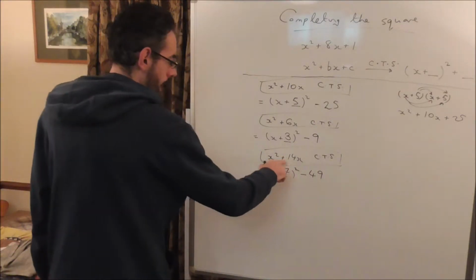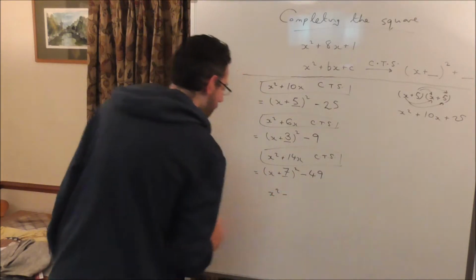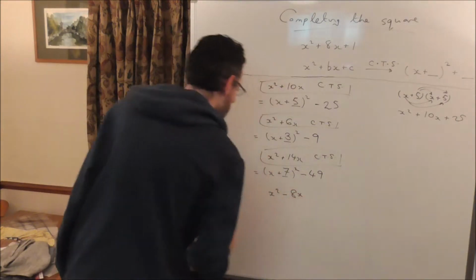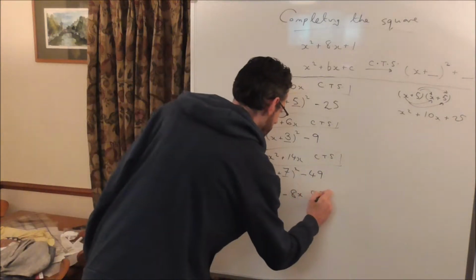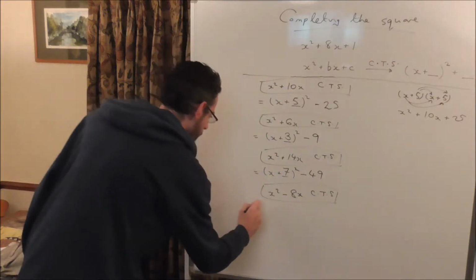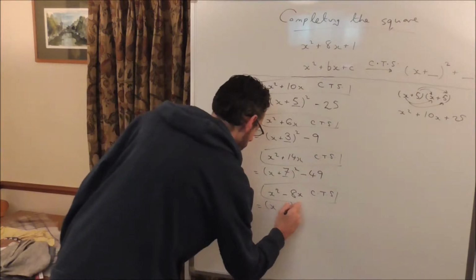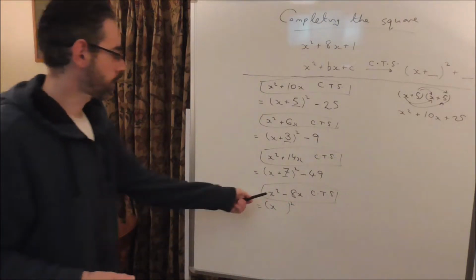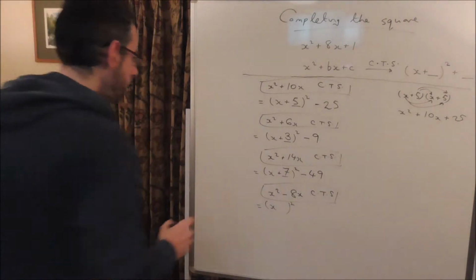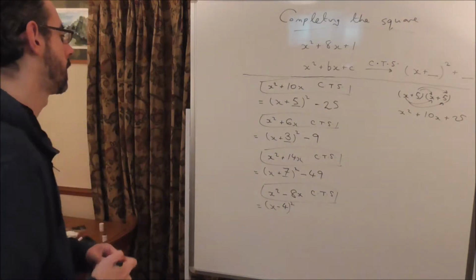Let's do a couple with negative numbers in front of x. So let's do x squared minus 8x. Let's complete the square. So same idea, it's going to be x plus or minus something squared. Half of minus 8 is minus 4. So that's the number that goes in the brackets. So it's x minus 4 squared.